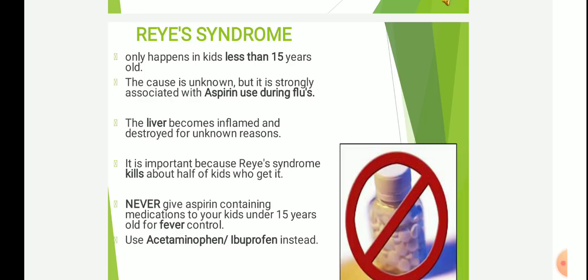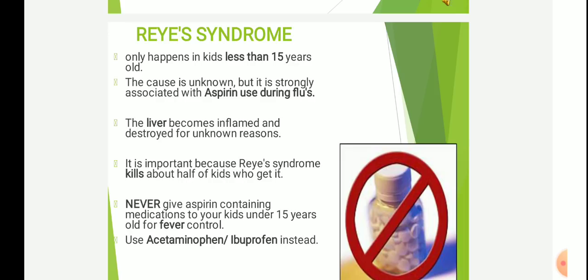So it only happens in kids less than 15 years old. Basically the involvement is due to aspirin use during the treatment of any flu that the patient suffers from. So the liver becomes inflamed and destroyed. It kills about half of the kids who get this particular disease, so a very high mortality rate there.